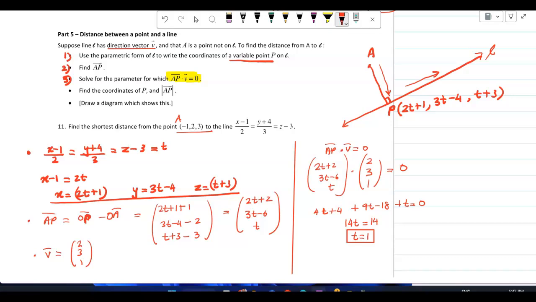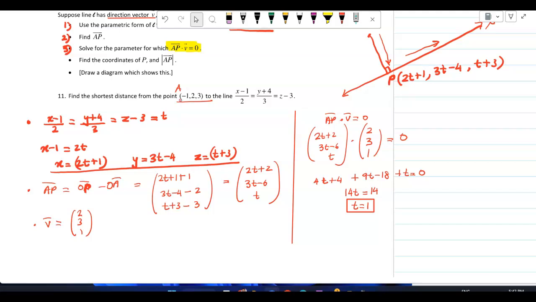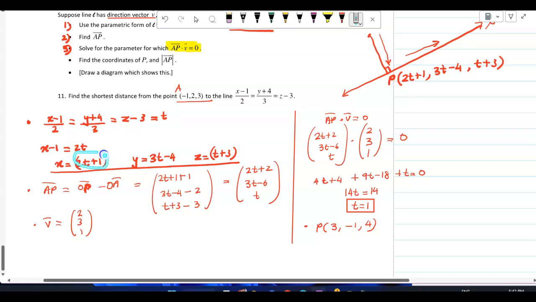Correct? Find the coordinates of P and AP. If you want to find the coordinates of P, just plug in the value of t is equal to 1 in this. So what will that be? 2 ones are 2, 3 minus 1 and 4. They want coordinates. If they want a position vector, then you'll write it vertically.